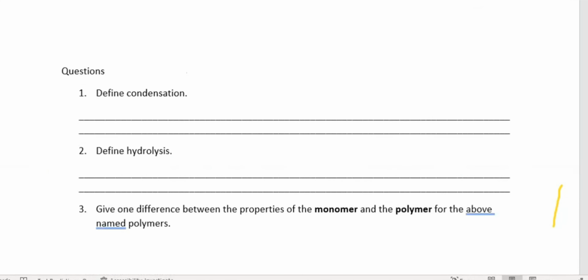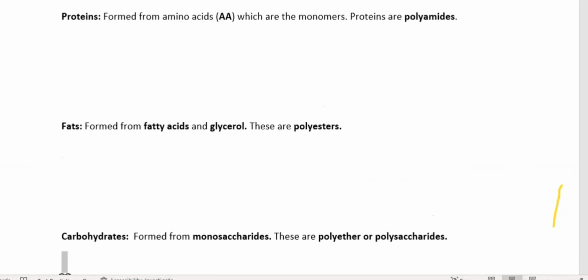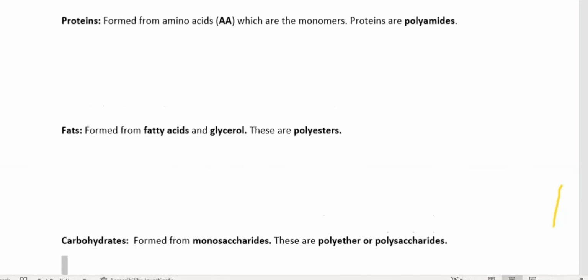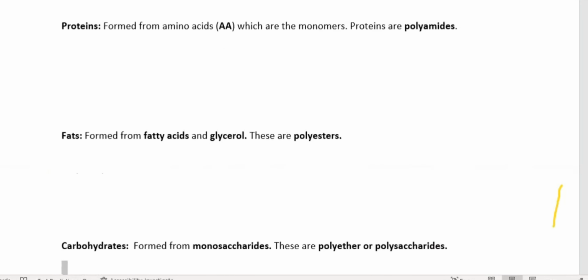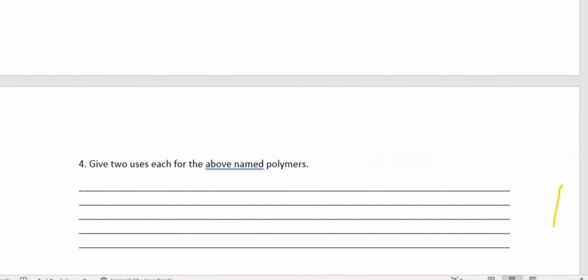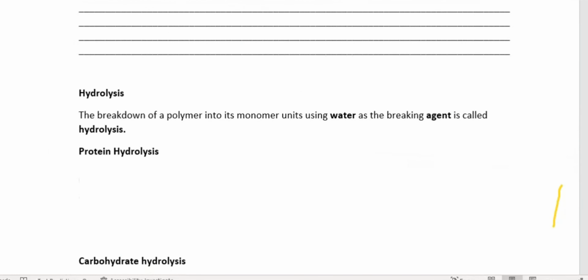Okay. Give two uses each of the above named polymers. What are proteins used for? Proteins are used for growth and repair. We mentioned that already. Polymer fats are used for storage. They're used for insulation in the body. Sugars are used in respiration, right? And nylon is used as a fabric. Okay. And that's that. Now we're going to go down to hydrolysis.